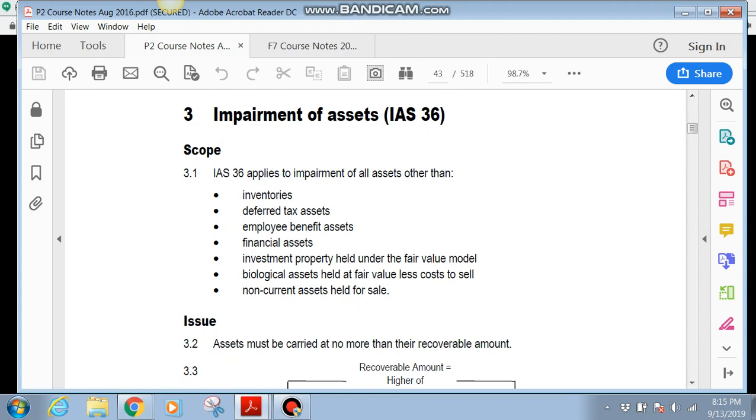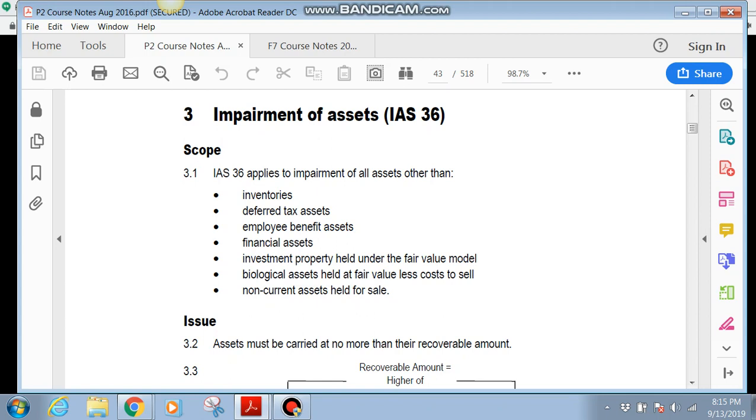It does not apply to deferred tax assets. I'm not sure if these points are included in your notes, but check. If they're not included, please jot them down. We said it does not apply to inventory. It does not apply to deferred tax assets. It does not apply to employment benefit assets. It does not apply to financial assets.